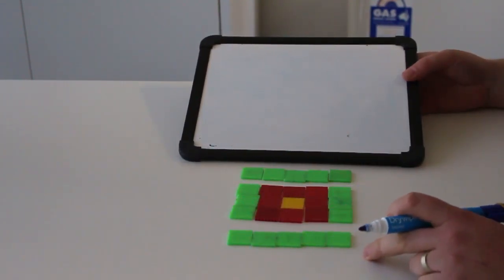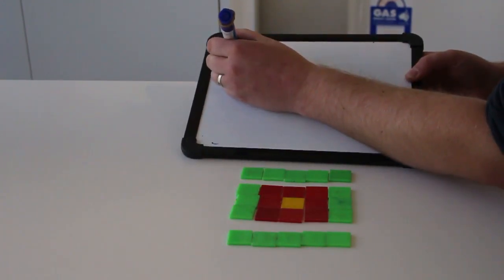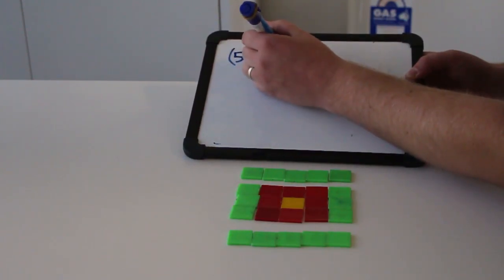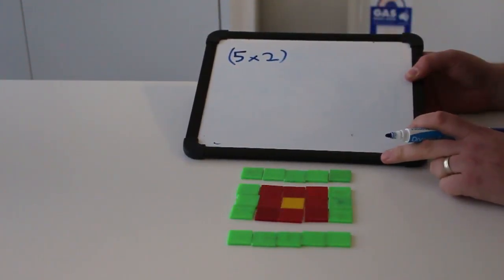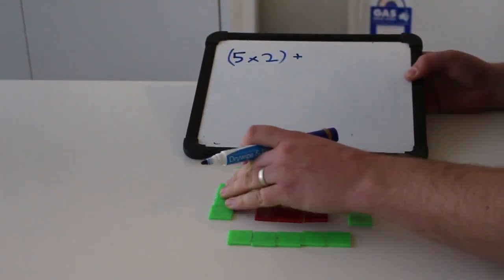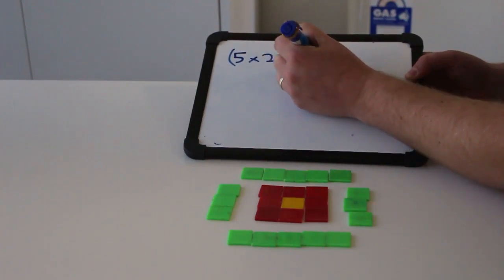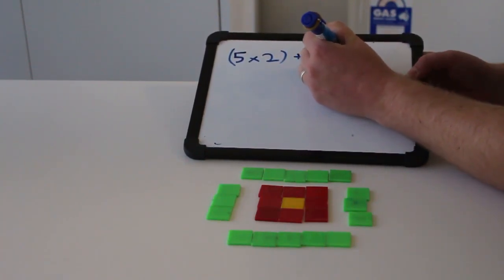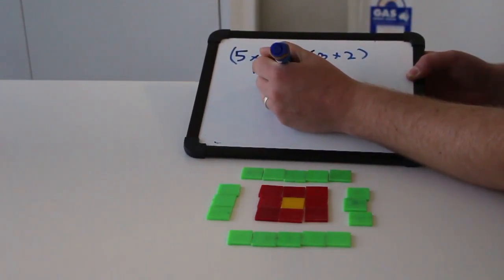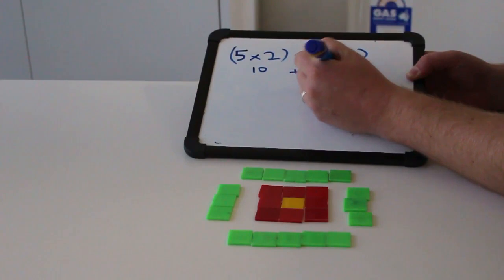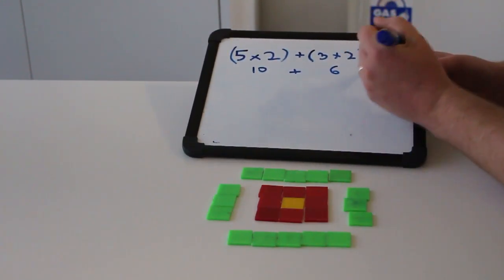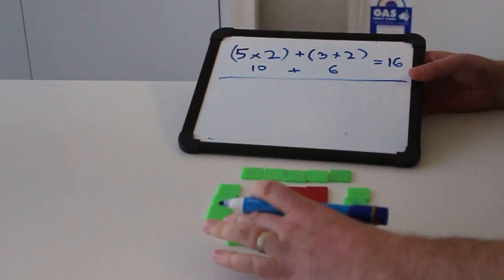So I've got 5 on each side. So I could go, well, 5 times 2. And I'm going to put that in brackets because I've got 2 5s. Then I'm going to add, well, I've got 3 2 times. So I'm going to add another 3 2 times. Now if I had to work this out, 2 times 5 is 10, plus 3 times 2 is 6, and that's going to equal 16. Alright, that's my first way. How else could I do it?